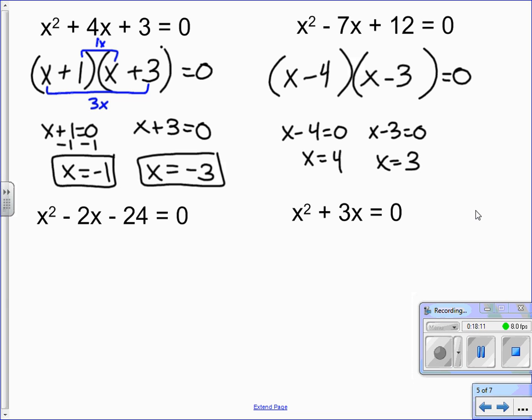See if you can factor x squared minus 2x minus 24. Give it a go. Can you factor x squared minus 2x minus 24? And once you think you factored it, check it.